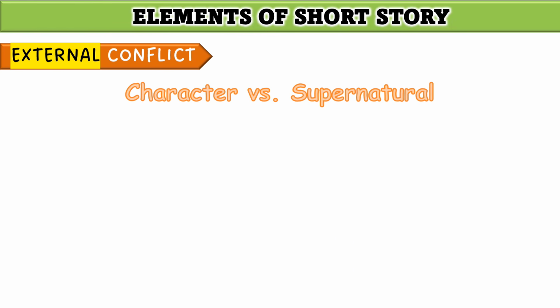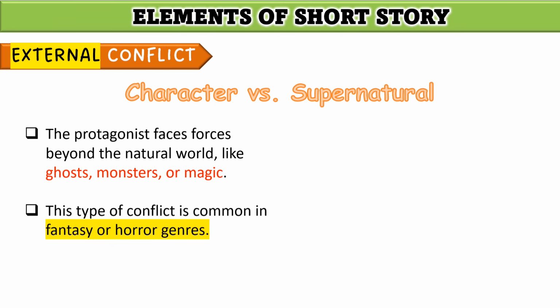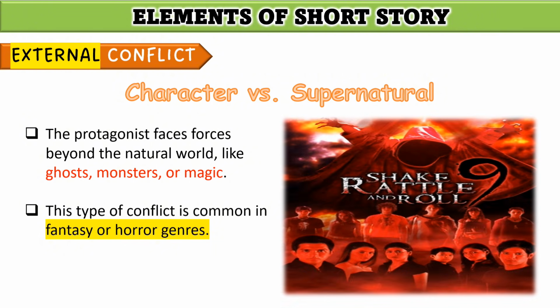Character versus supernatural. The protagonist faces forces beyond the natural world, like ghosts, monsters, or magic. This type of conflict is common in fantasy or horror genres. Shake, Rattle, and Roll is an example of character versus supernatural conflict because the characters, in its various episodes, face battles against supernatural beings such as ghosts, monsters, and other entities that defy the natural world.